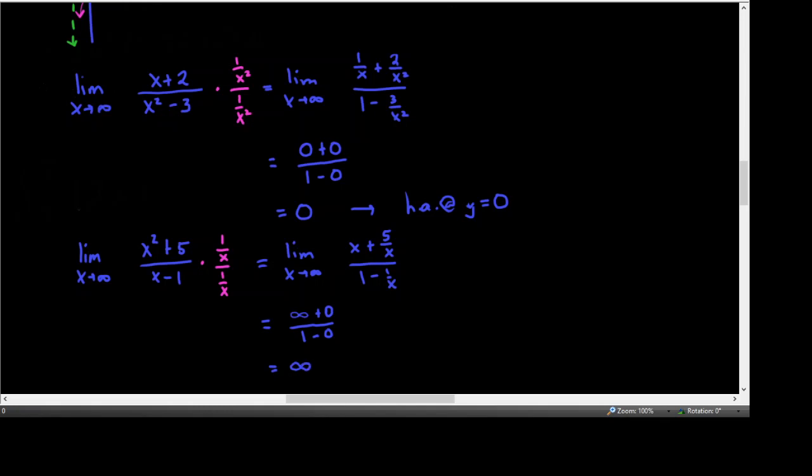So that line I just wrote here is sort of a thought process. It's not really legal to put infinity in as if it were a number like that, but it's a good thought process. Huge number plus 0 is still huge. Divided by something that's getting closer and closer to 1 is that huge number. So this is going to positive infinity. And this does not have a horizontal asymptote associated with it.